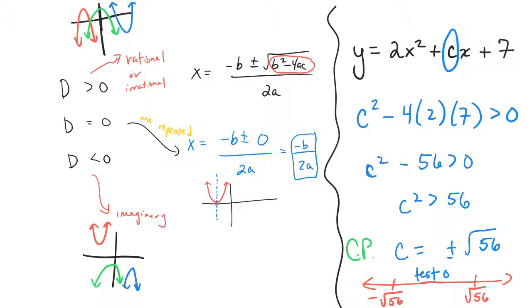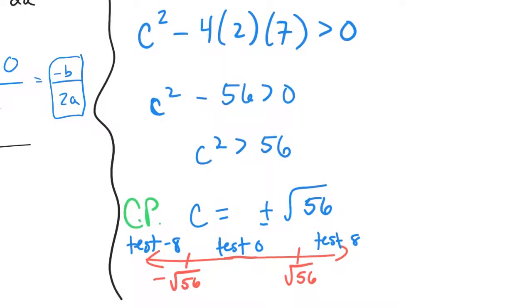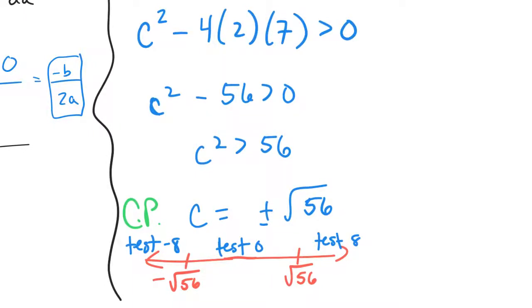Since Alex just told me that root 56 is between 7 and 8, a number to the right of that would be 8. So let's test 8 over here, and over here, let's test negative 8. I don't usually write the numbers that I'm testing, I'm just doing that for now to help you out a little bit.